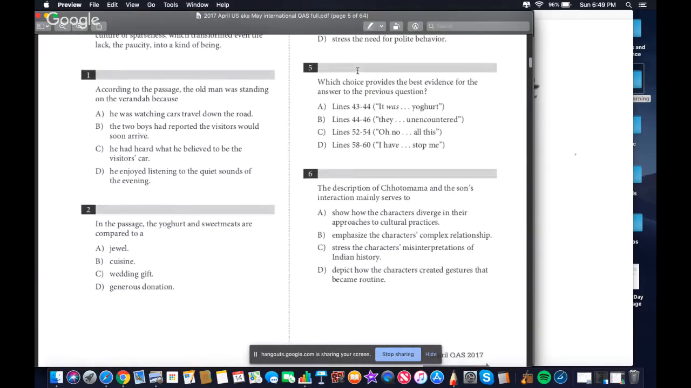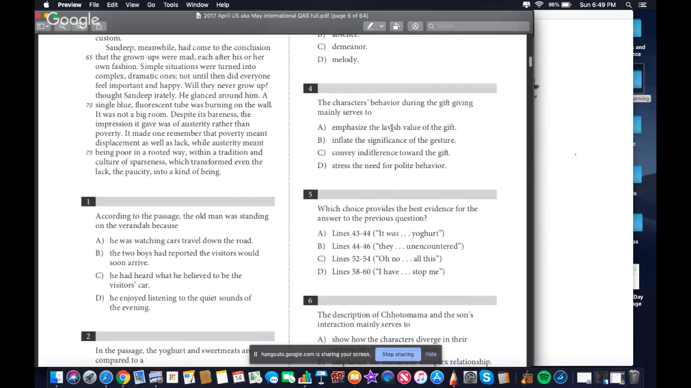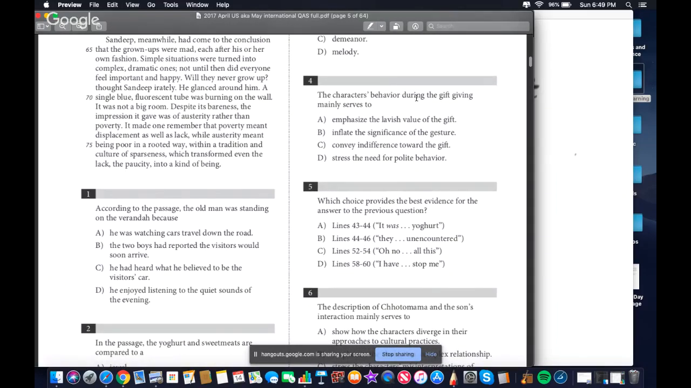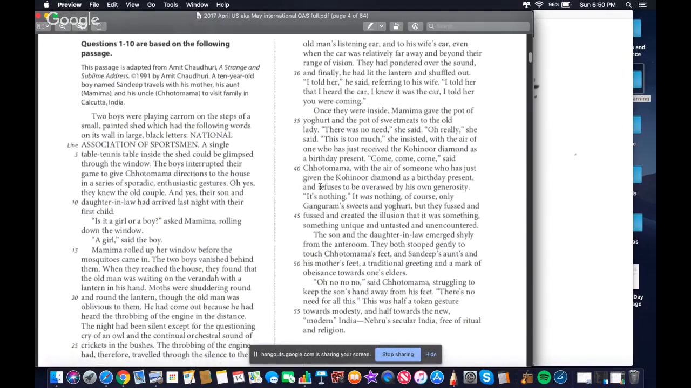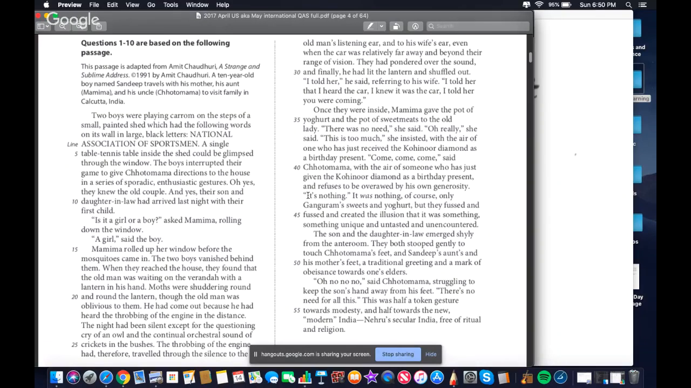That was the one I was starting with back here, 4 and 5. The character's behavior during the gift giving mainly serves to. The reason this question is a good bridge into our next topic is because it says mainly serves, and that's something we're going to talk about next. So let's find this gift giving, and let's use these lines, 43, 44, 45, 46. Those are right next to each other. Well, let's look above here.